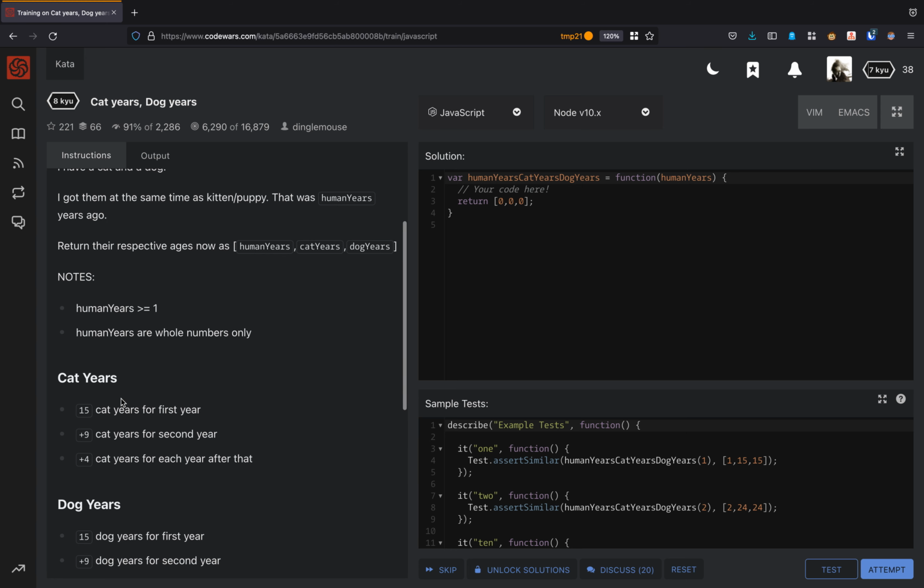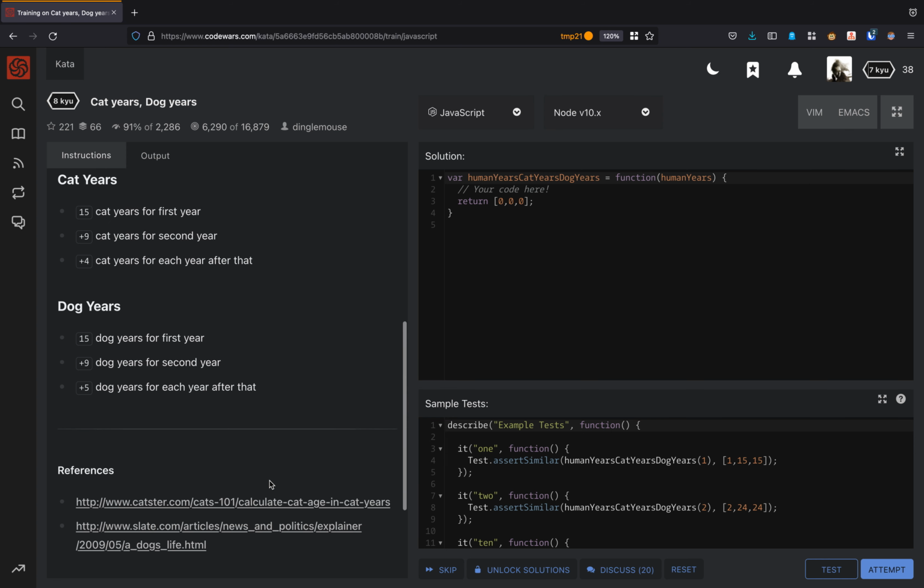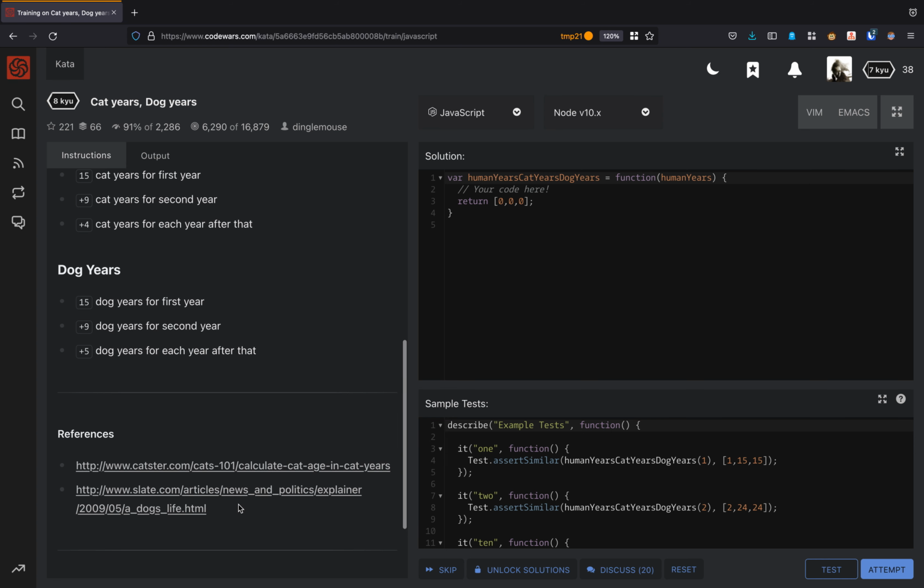So cat years are 15 cat years for the first year, 9 cat years for the second year, and 4 cat years for each year after that. And dog years start with 15 dog years for the first year, 9 for the second year, and 5 dog years for each year after that. Okay, we even have references. Beautiful. So, your code here.